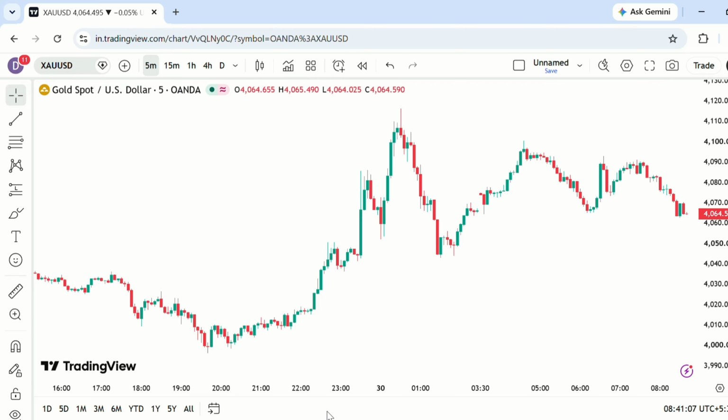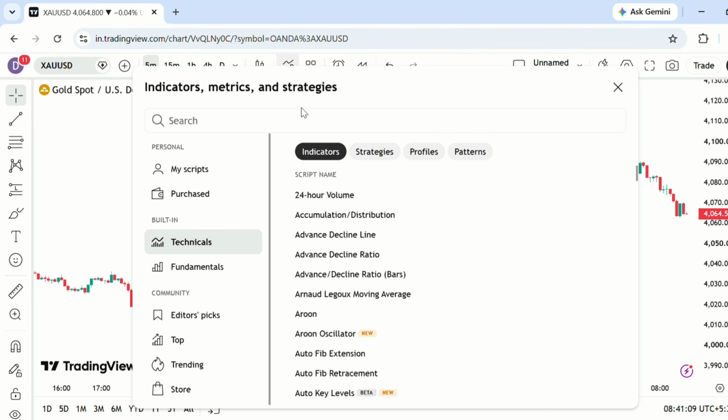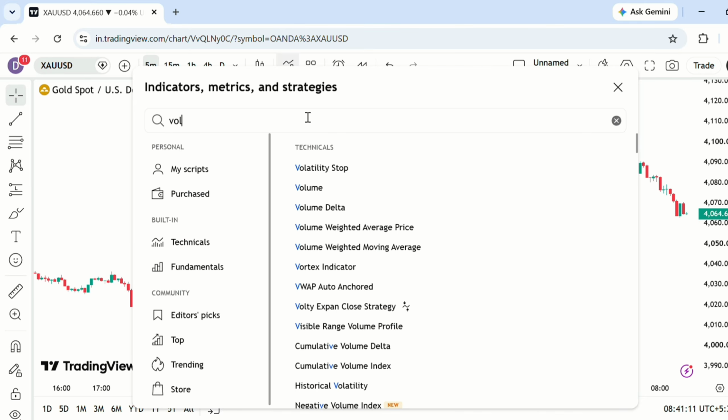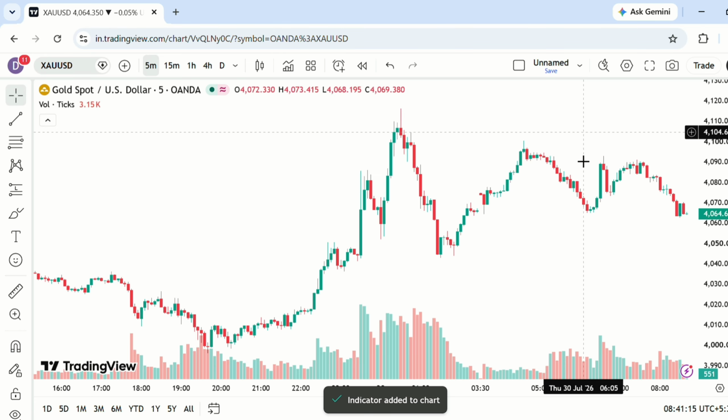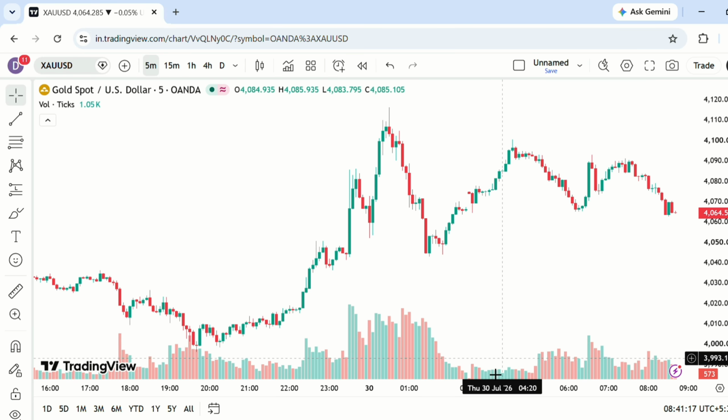To add volume to your TradingView chart, simply open the indicator section, search for volume, and apply it. That's it, volume will appear on your chart. The green and red vertical bars that appear below the chart are the volume bars.